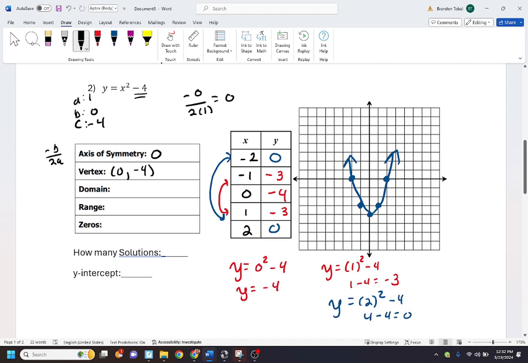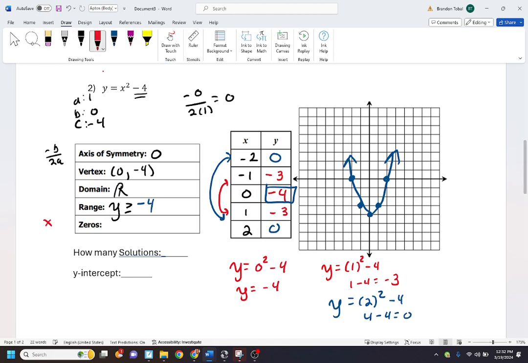So the domain is all real numbers. By the way, for this test, it's always all real numbers. The range: y is greater than or equal to... Remember, it's the y of the vertex. So y is greater than or equal to negative 4.